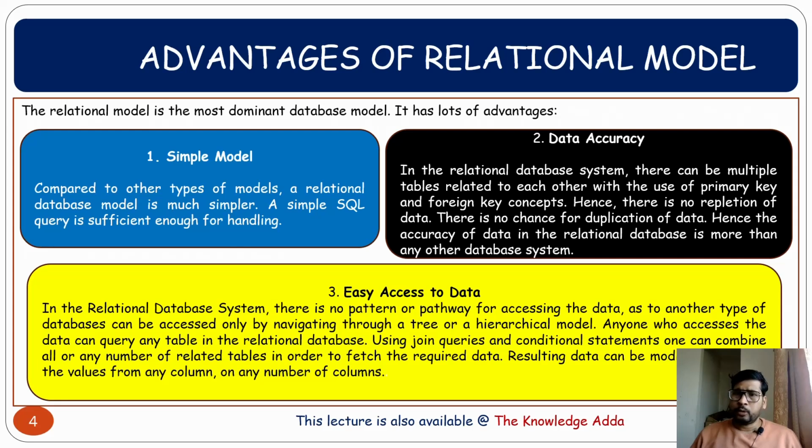Now, data accuracy. As we know, in the relational database model, we are using multiple tables, and each table is connected to the others by use of the primary key and foreign key concept.